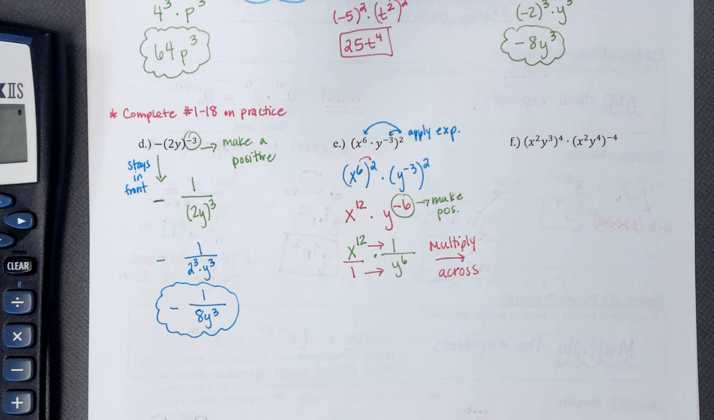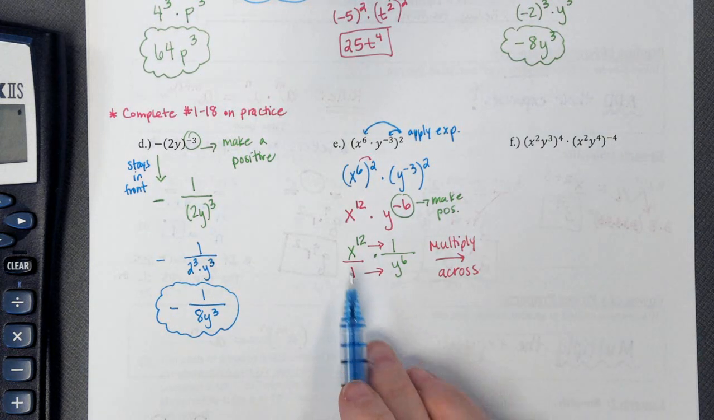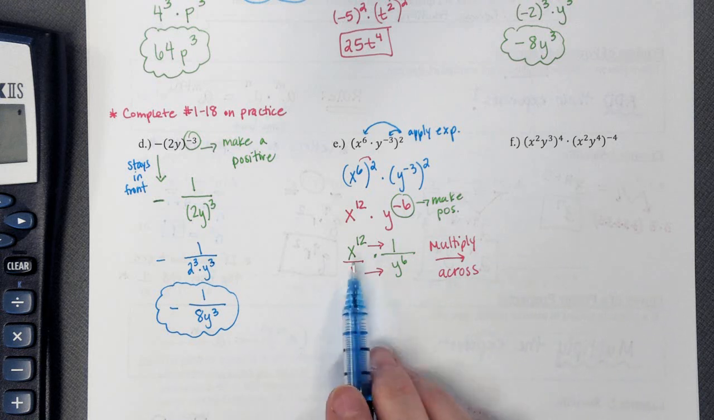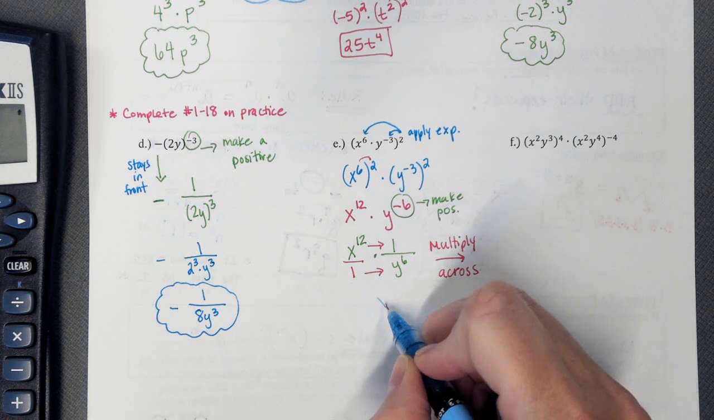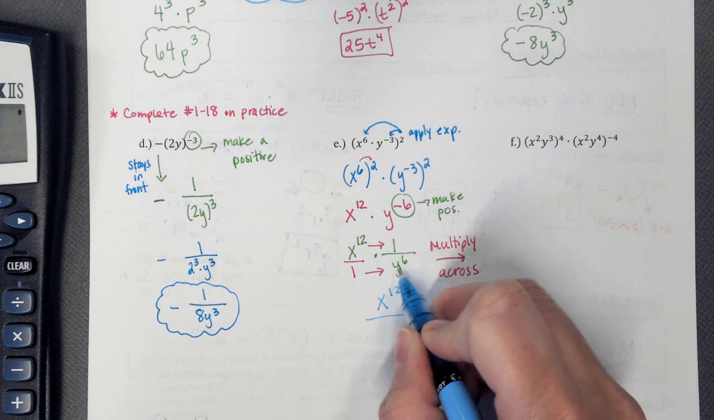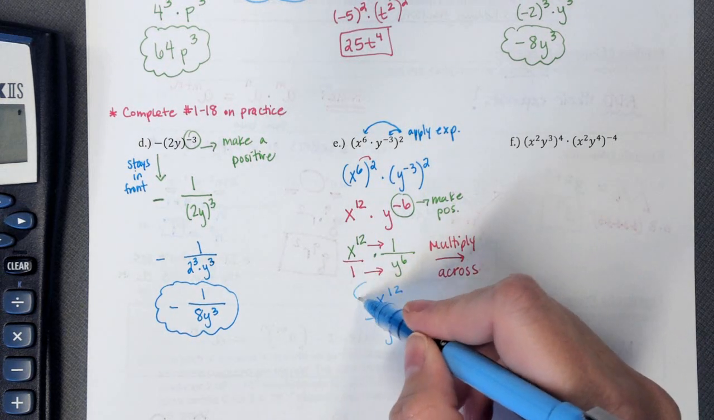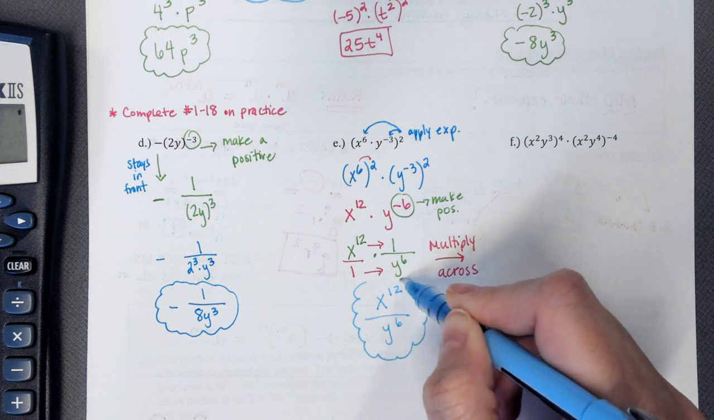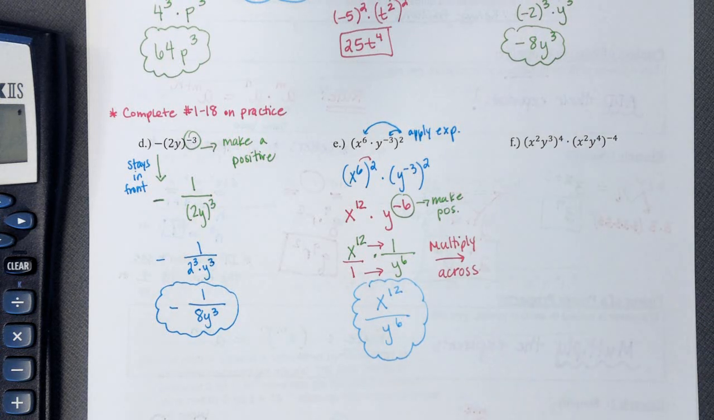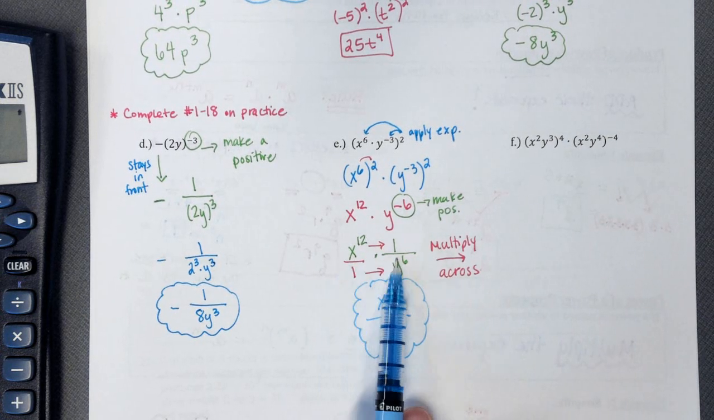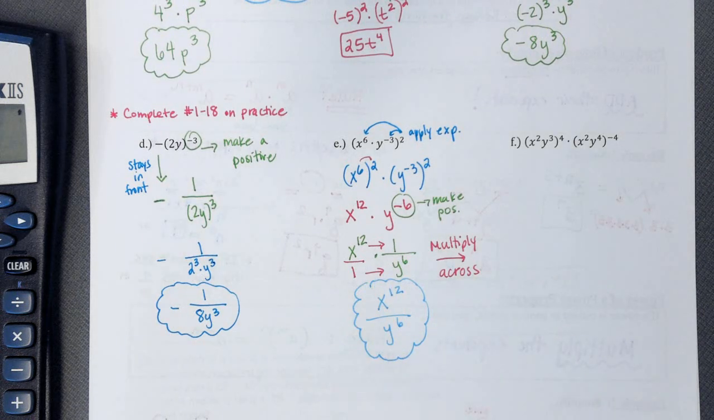Okay, so your final answer should have one fraction. X to the 12 times 1 is x to the 12. 1 times y to the 6 is y to the 6. Okay, so this becomes one fraction here, instead of two values being multiplied together.